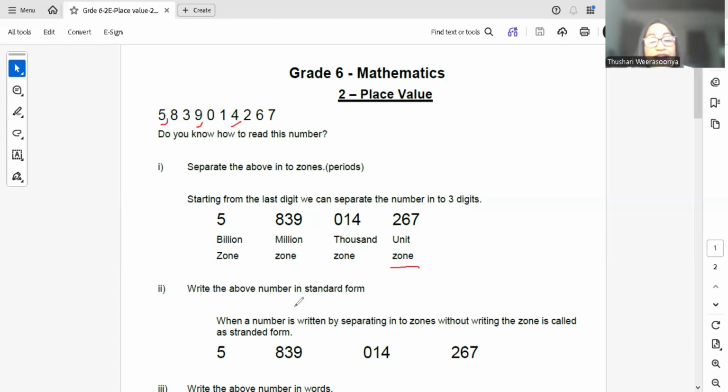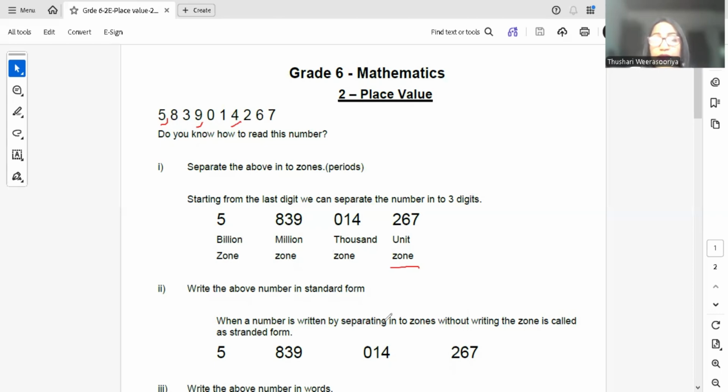Now the next one, we'll see how to write in standard form. Sometimes in the exam they will ask, write the number in standard form. When you write the standard form, you separate into zones like this, but you don't write the zone name. Earlier I wrote the zone names to introduce them, but here you don't write them. If they ask you to separate into zones, you have to write the zone name. See the difference between these two questions.